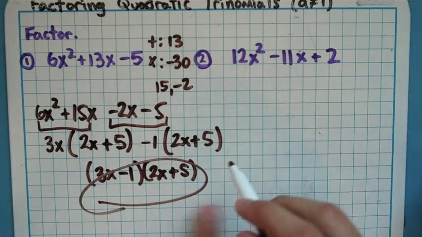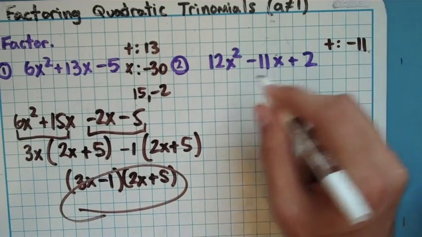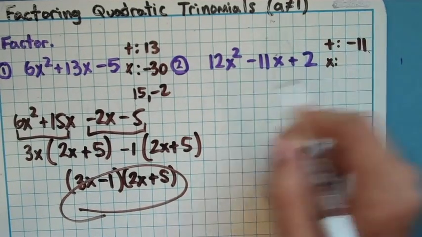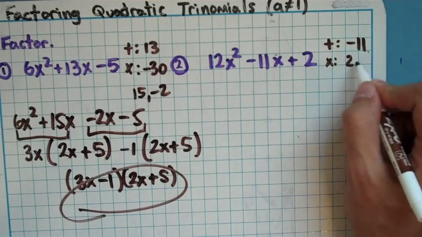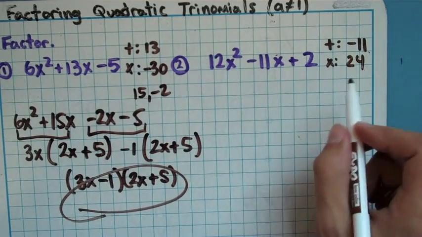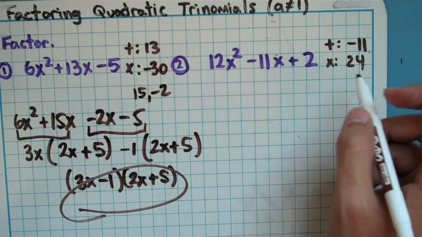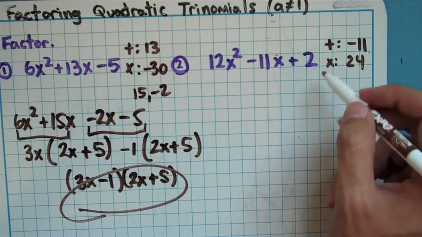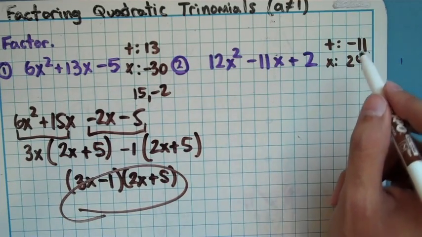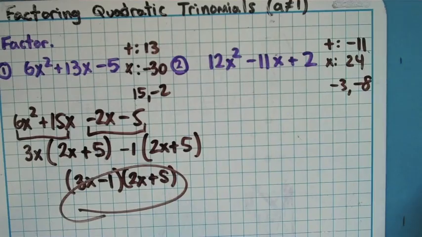One more problem. Magic numbers here. We need to add to -11, add to b, and multiply to a times c. 2 times 12 is 24. So if our numbers have to multiply to a positive and add to a negative, the only way that's going to happen is if both of our numbers are negative. If they were positives, you're not going to get a -11 when you add them. So it turns out my numbers here are -3 and -8.